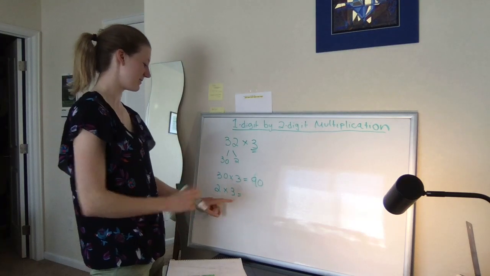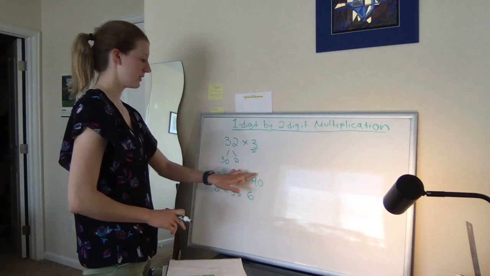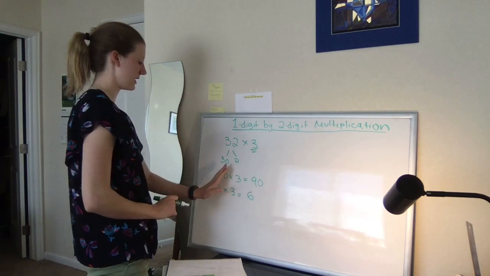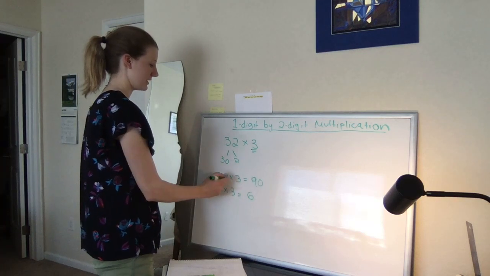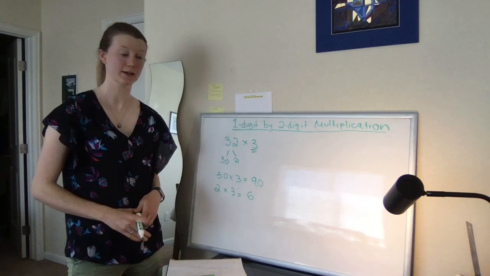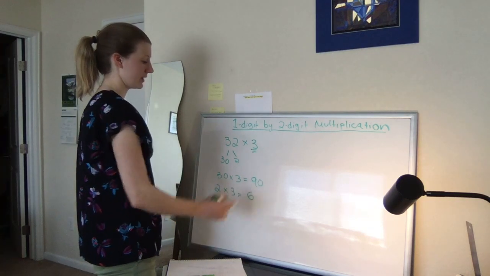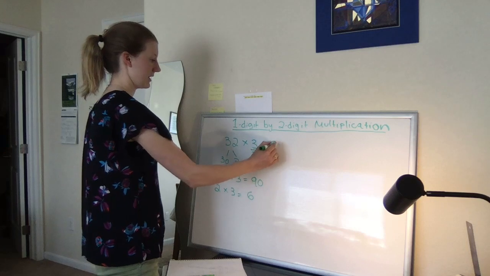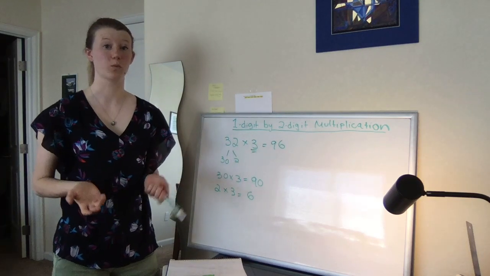And 2 times 3 is 6. Okay, we know that this is 90 because we learned that if you take away the 0, 3 times 3 is 9, and you add the 0 back on and you get 90. Okay, so now our answer should be 90 plus 6, 96. Okay, so we already know how to do it one way.